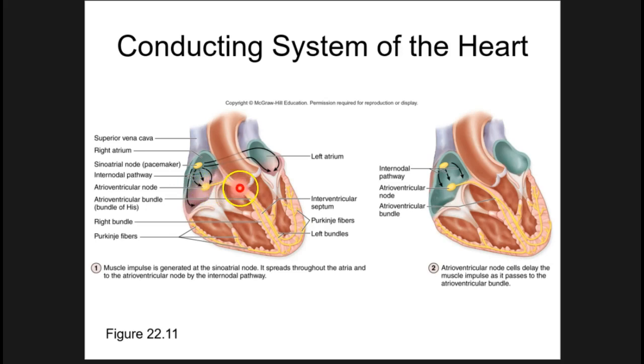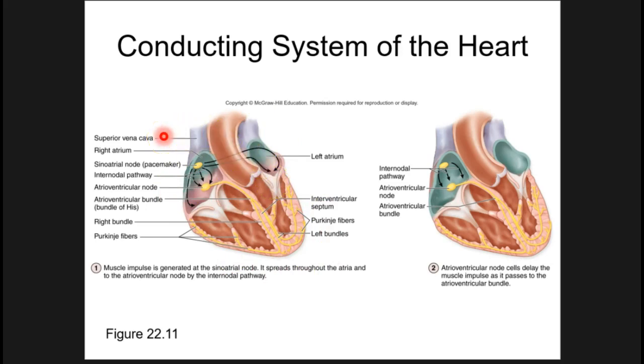That AV node is going to send signals along the atrioventricular bundle. There's an old school term, bundle of His. That's going to get through that fibrous skeleton. Recall that we've got to have insulation between atria and ventricles, but they also have to communicate. So this is the pathway by which the atria do communicate with the ventricles. There's a delay between the SA and AV node, so that this contracts first, then this contracts.